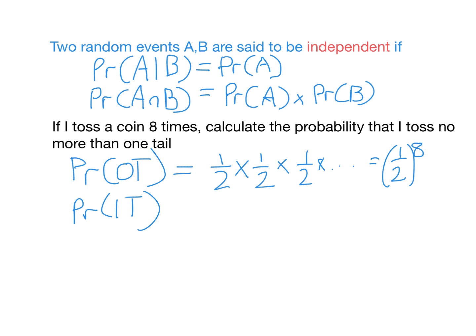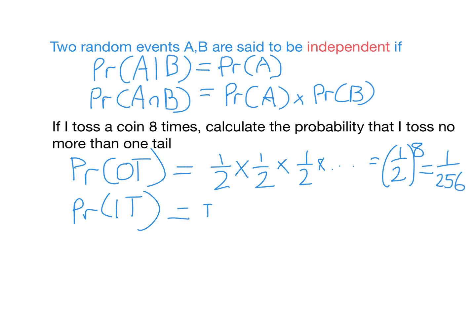So why am I multiplying these probabilities? Because they're independent. The probability you get a heads and then another heads and then another heads and so on, I can just multiply their respective probabilities. That's what this formula allows me to do. So 1 over 2 to the power of 8 is 1 over 256. What's the probability I get one tail?